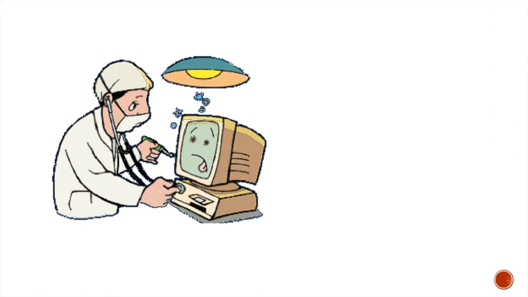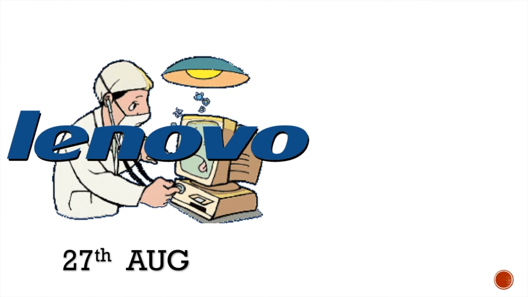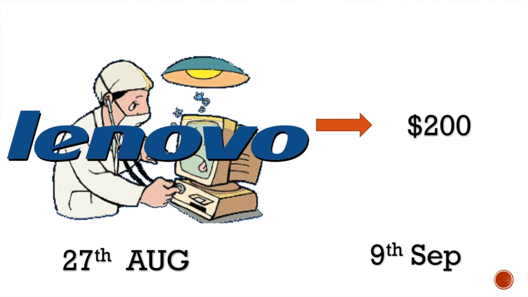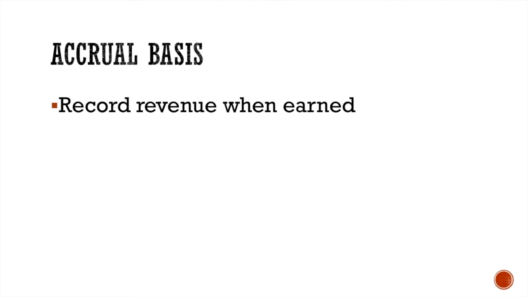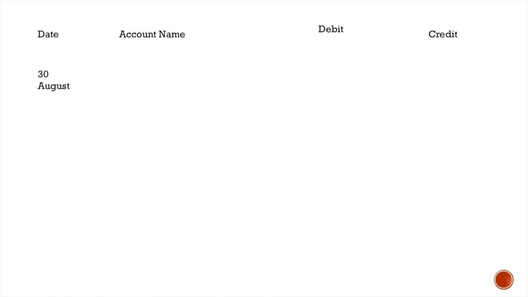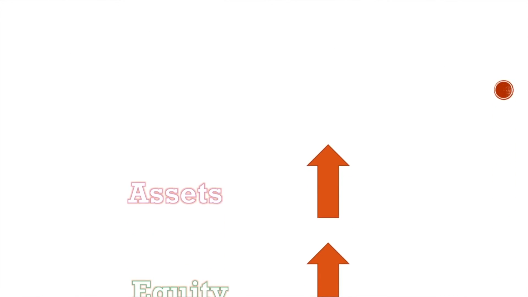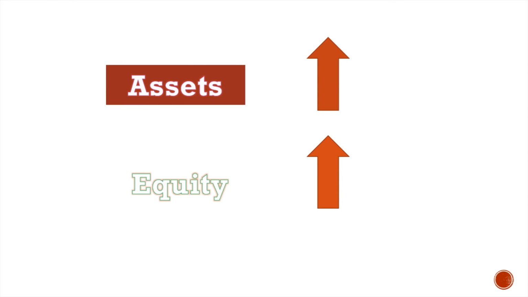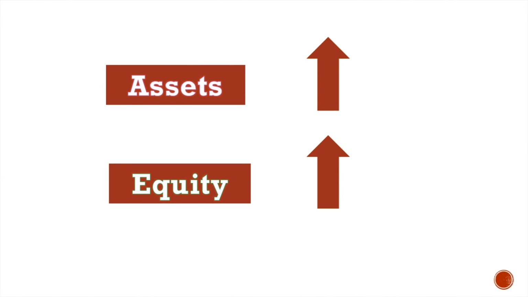For example, Scenario 3. On the 27th of August, Lenovo agrees to provide service for Thomas to fix his computer for $200, and Lenovo bills the work on the 9th of September and receives payment on the 10th of September. Because the accrual basis requires it to record revenues when they are earned, the adjusting entries would be 30th of August, debit accounts receivable $200, credit service revenue $200. These are both an increase in accounts receivable and service revenue.